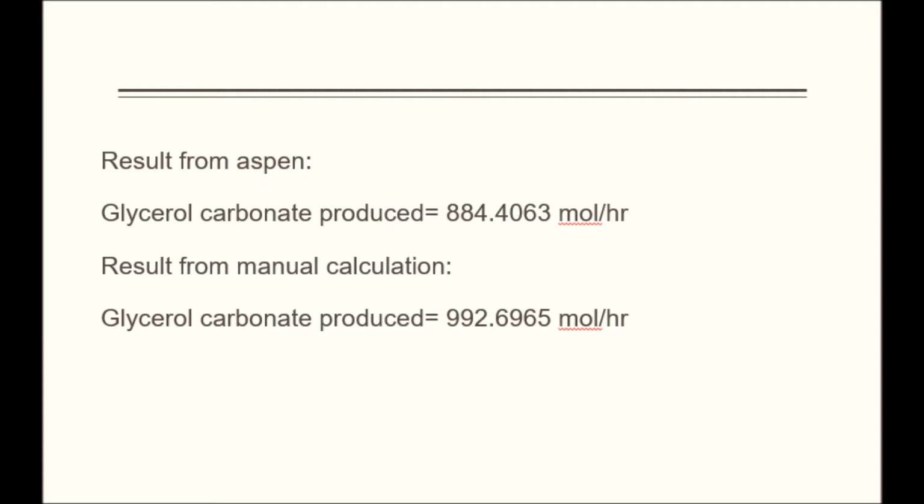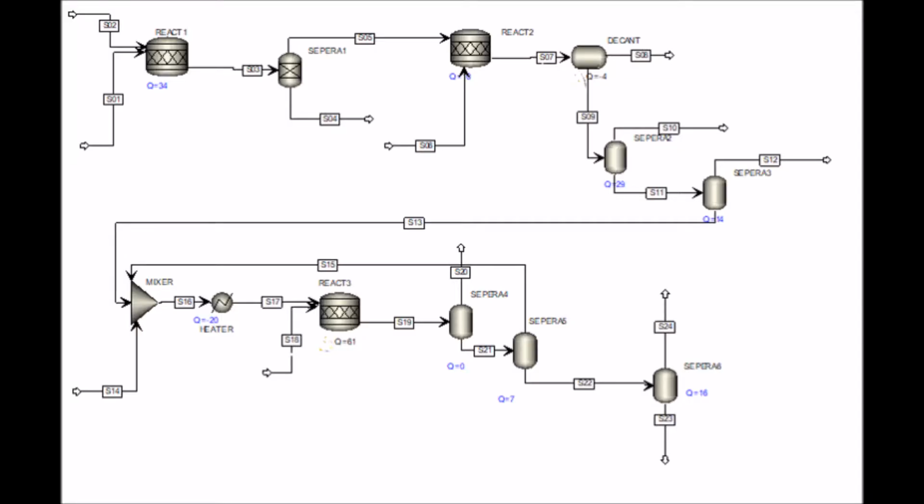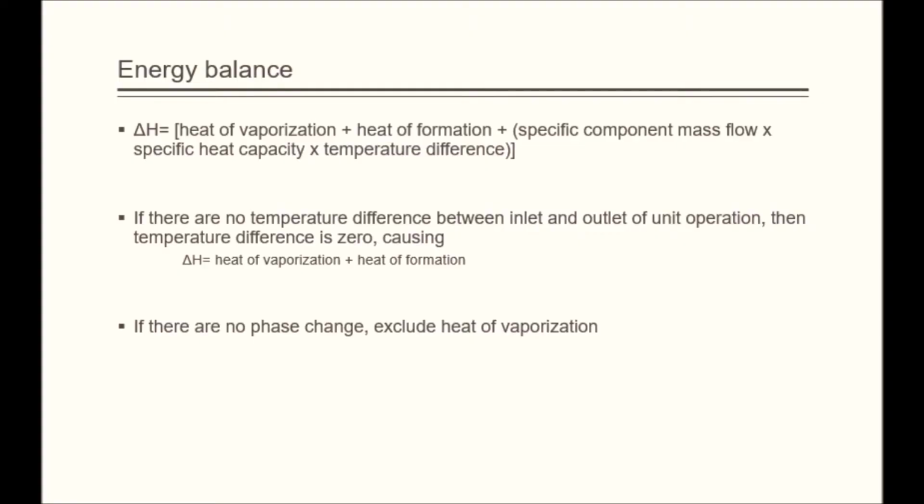As we calculate according to the method shown just now, we have 884.4063 mol per hour of glycerol carbonate produced, while the result from manual calculation shown is 992.6962 mol per hour of glycerol carbonate produced as a product. The diagram and table shown below are the simulation and result by using Aspen Plus.